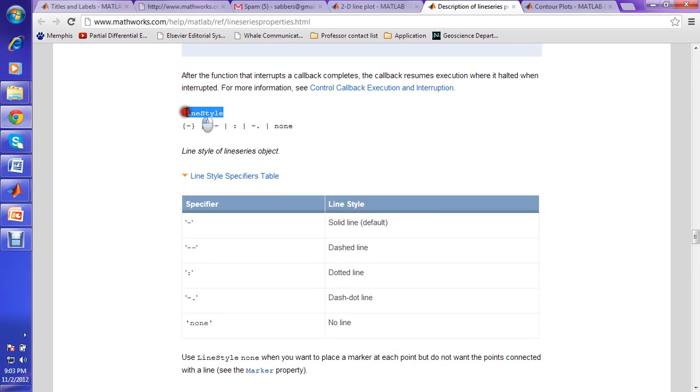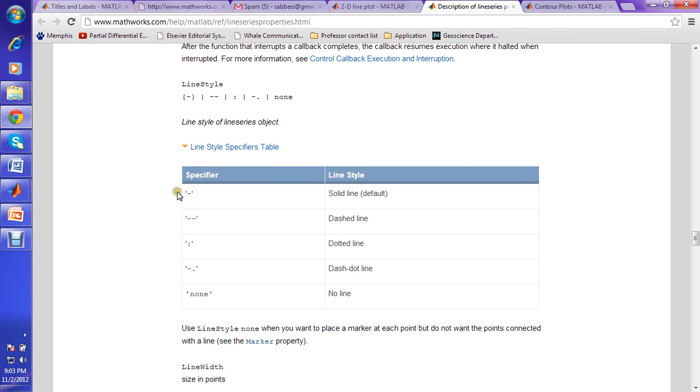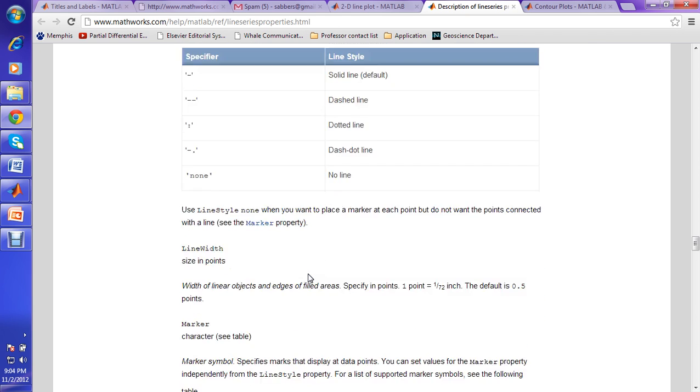So in MATLAB there are different line styles. Generally it is represented by dash, dash dash, colon, this is not colon, this is the dot, and the dash dot, and none. Okay, this is line style. So this is a solid line. These are dashed lines, the dotted lines, that means dot dot, and the dash dot line, and none, that means no line. How can we do this?